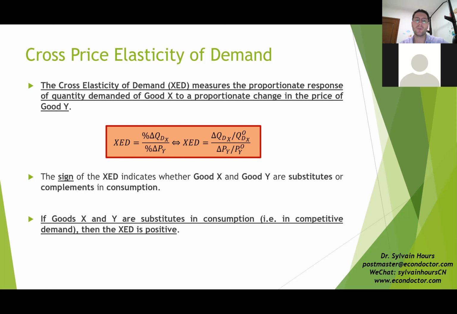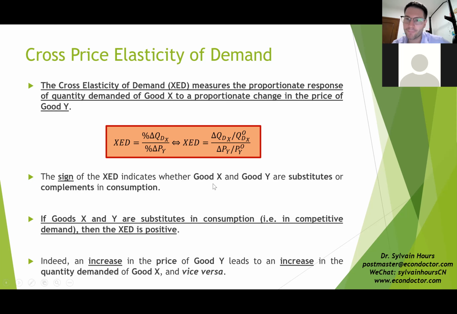However, if the XED is negative, then you have complements. Coffee and sugar: you increase the price of coffee, so that's a plus. So people buy less coffee, and therefore they buy less sugar. So that's a minus. So negative divided by positive, that's negative. Okay, easy. So positive XED is substitutes, negative XED is complements.